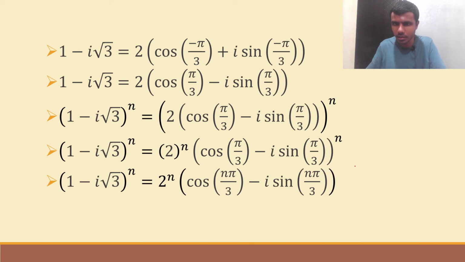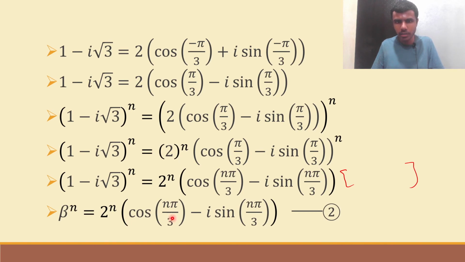You can just mention here again, by de Moivre's theorem you can write. Now next, what is this? This is nothing but beta, right? So beta power n equals 2 power n into cos n pi by 3 minus i sin n pi by 3. Take it as equation 2.